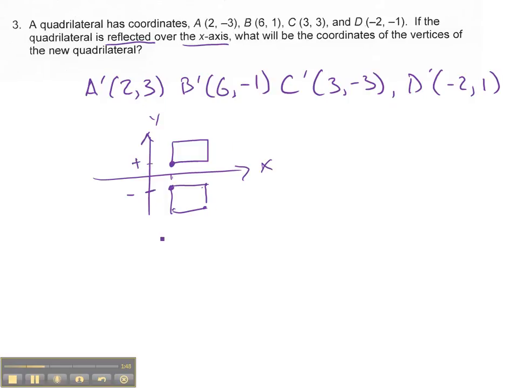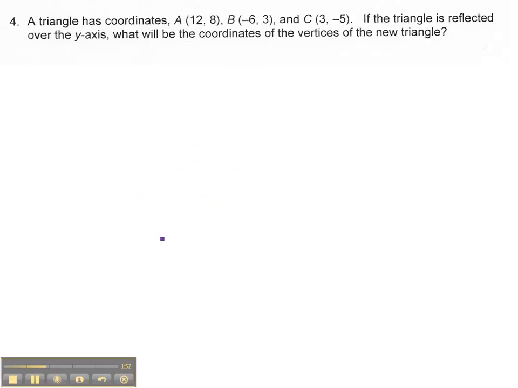Okay, also going to do problem 4. A triangle has coordinates A is at 12, 8, B is at negative 6, 3, and C is at 3, negative 5. If the triangle is reflected over the y-axis, what will be the coordinates of the vertices of the new triangle? So if we're reflecting over the y-axis now, it'll be the y-coordinates that don't change, and the x-coordinates will change to their opposites.